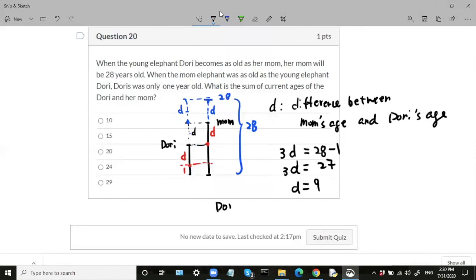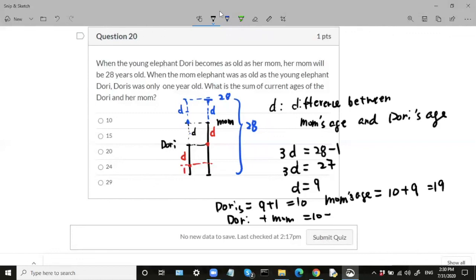So then Dory's current age is 9 plus 1, right? D equals 9, 9 plus 1 equals 10. So mom's age equals Dory's age, 10, plus 9, the difference, which is 19. So Dory's age plus mom's age equals 10 plus 19, which is 29. Okay, the answer is easy.